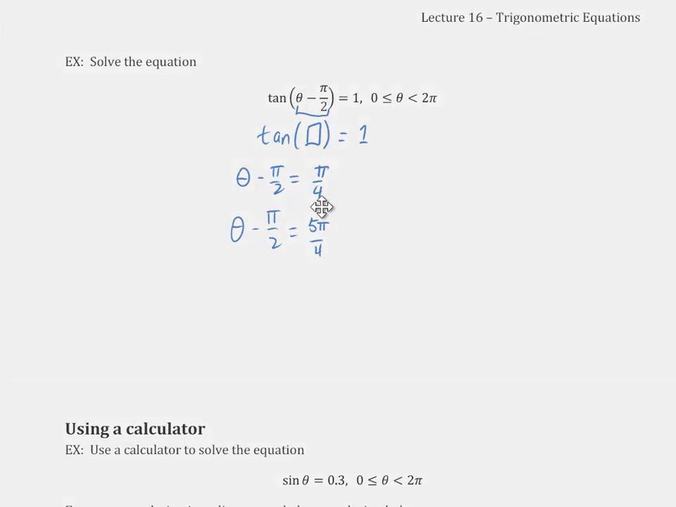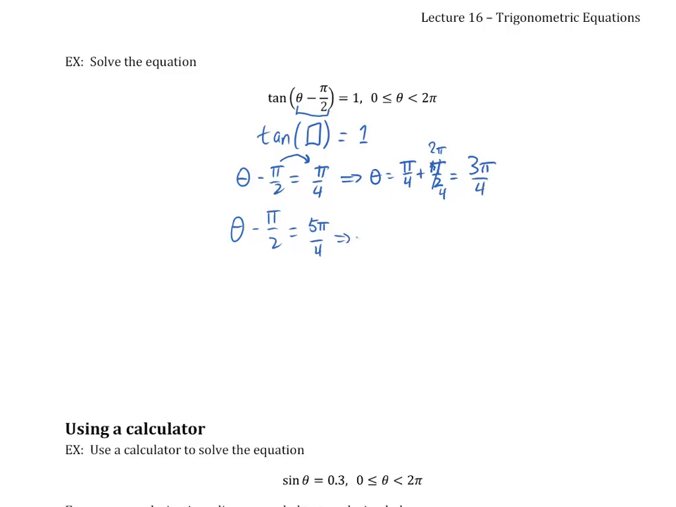Okay, now what am I doing then to figure out my answer? I'm going to add this to the other side. Add pi over 2 to both sides. So theta equals pi over 4 plus pi over 2, which is 2 pi over 4. If I multiply by 2 over 2 to get a common denominator, I get 3 pi over 4.